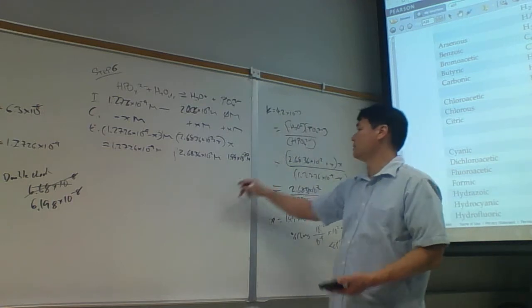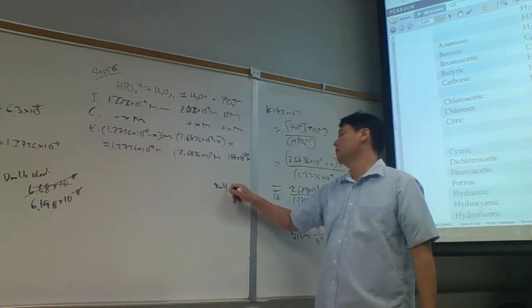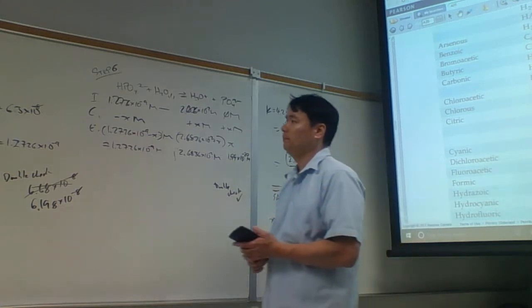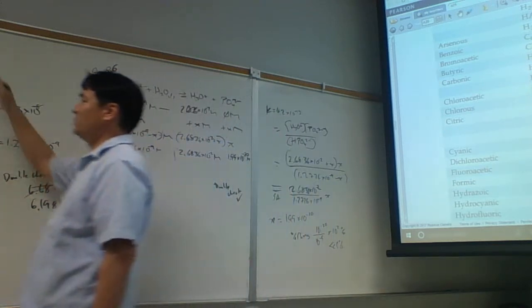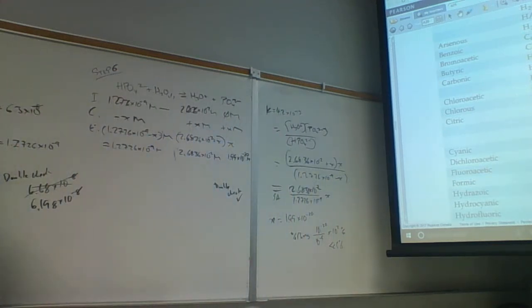4.2 times 10 to the minus 13. So the double check is good. It's good. So that's right on. And so basically, after all those steps, 3 steps, we end up with phosphoric acid in water.